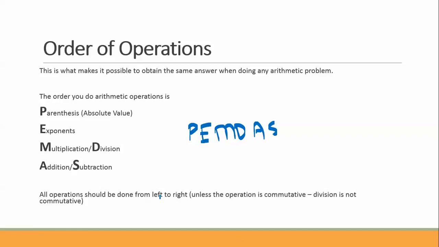All operations should be done from left to right unless the operation is commutative. Division is not commutative. If you see those weird things on social media about people getting all kinds of different answers, a lot of times it's because they're not doing the division in left to right order. They're doing the multiplication first and then the division. So make sure if it's multiplication and division together, do it from left to right.